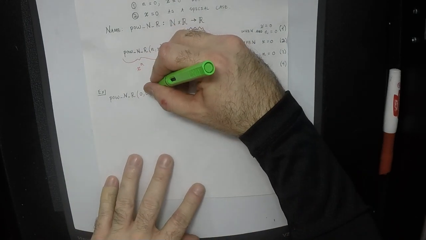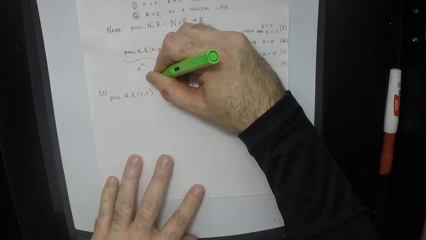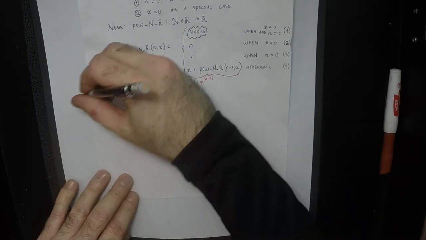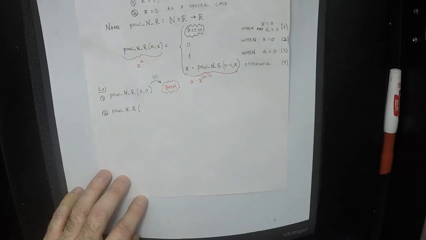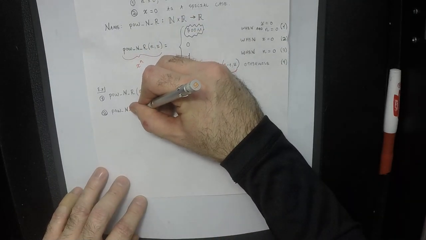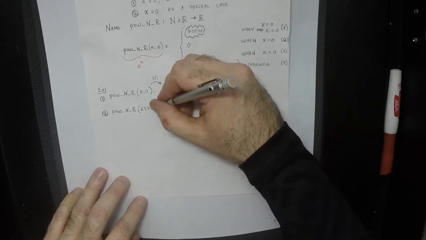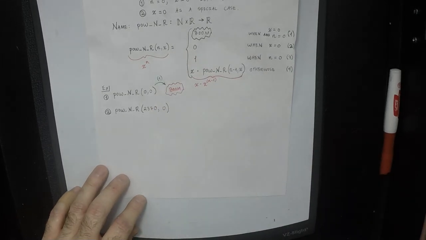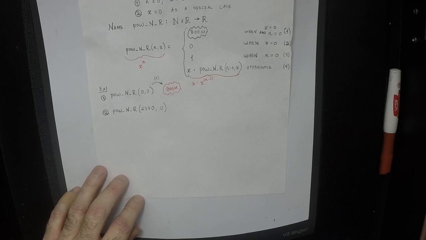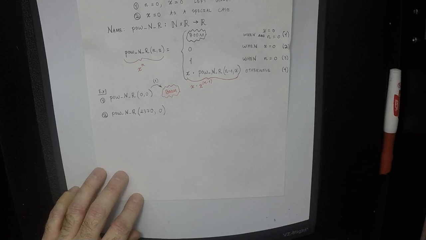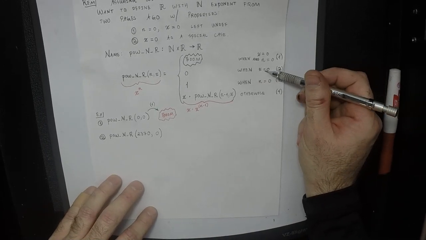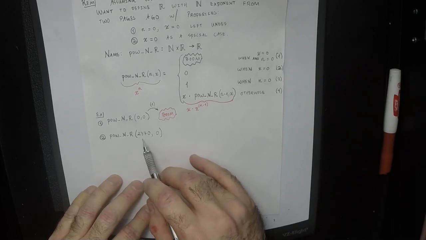Okay, so let's see if we can do one. Technically, what made this happen is that clause 1 made it go boom. Okay, so then how about, as a second example, pow_n_r of, say, 2370 and 0? What would that be? It'd be clause 2, right? Because the guard of clause 2 is asking for when x is 0. And which one of these is x? The second one, right?